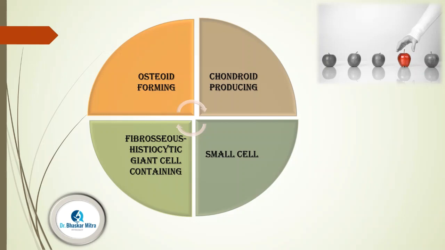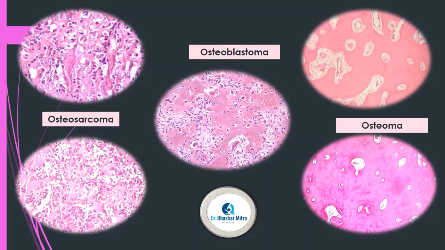So first categorize your slide. It is from bone, it is from cartilage, it is from the giant cells, or it is from the small cell lesions. So when you see a slide which forms a lot of bone like this, there you can very easily identify the bones. So this is a bone forming lesion or osteogenic lesion.